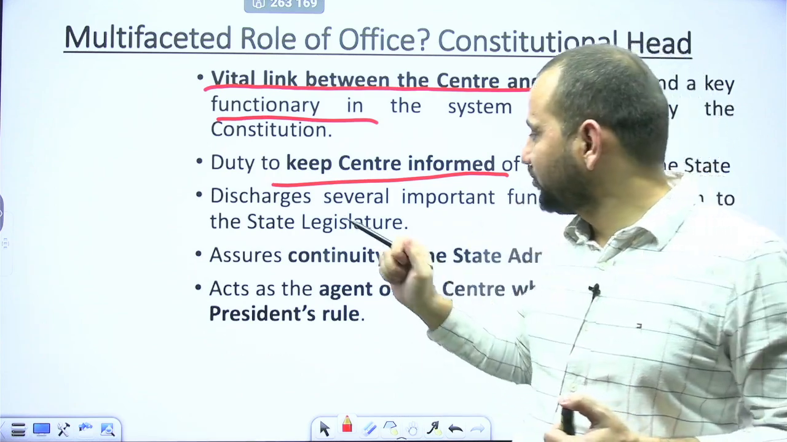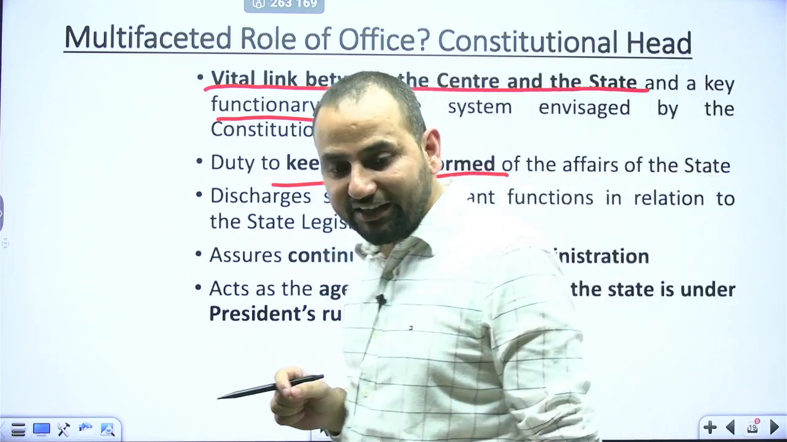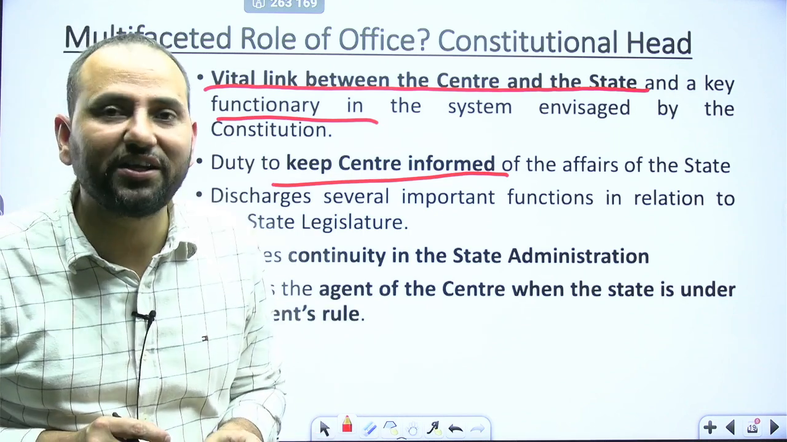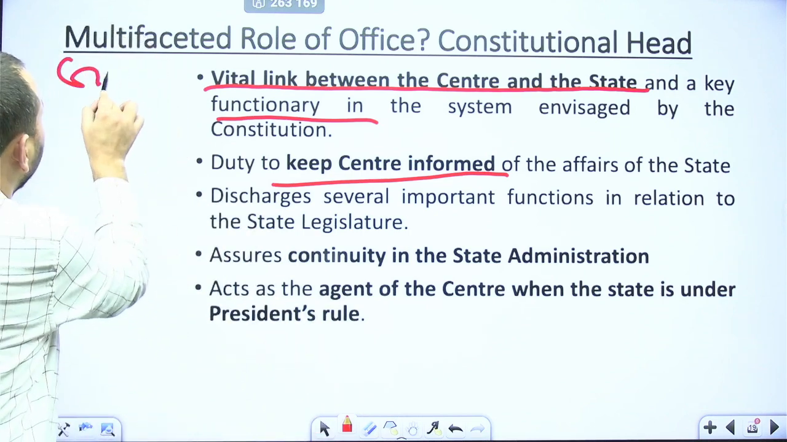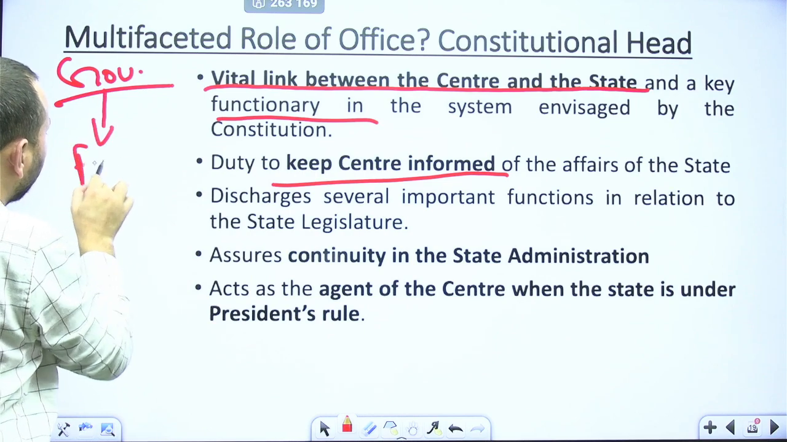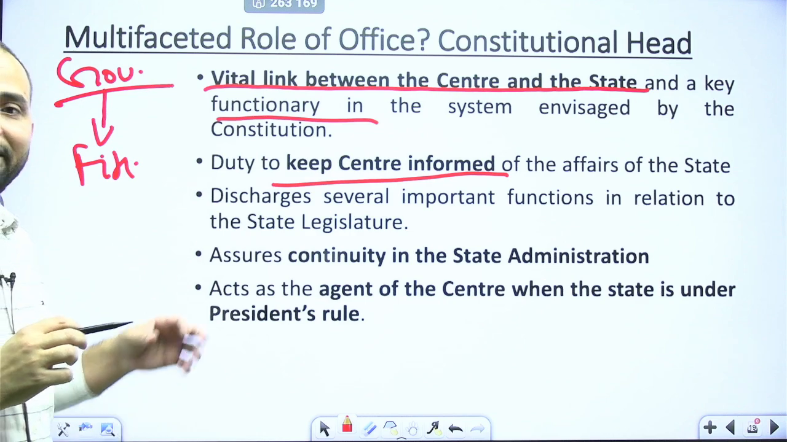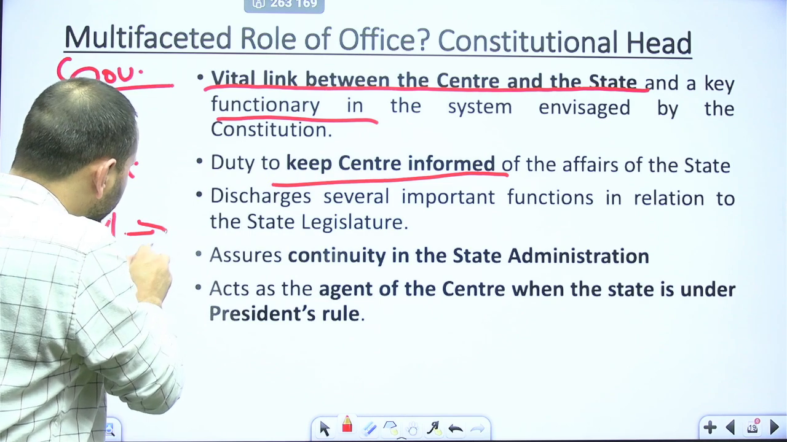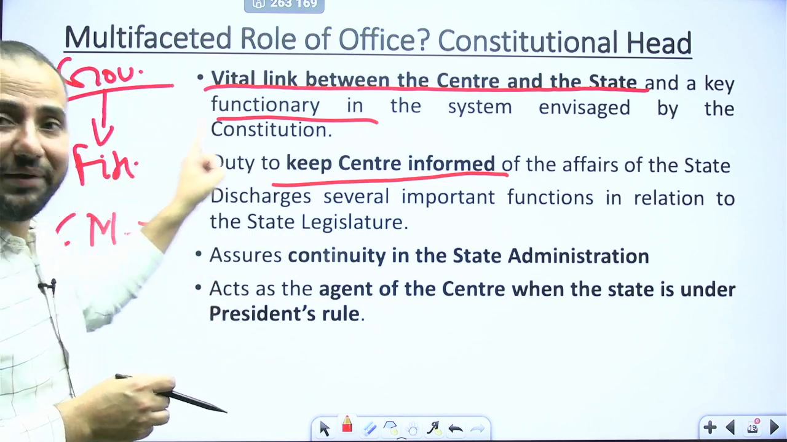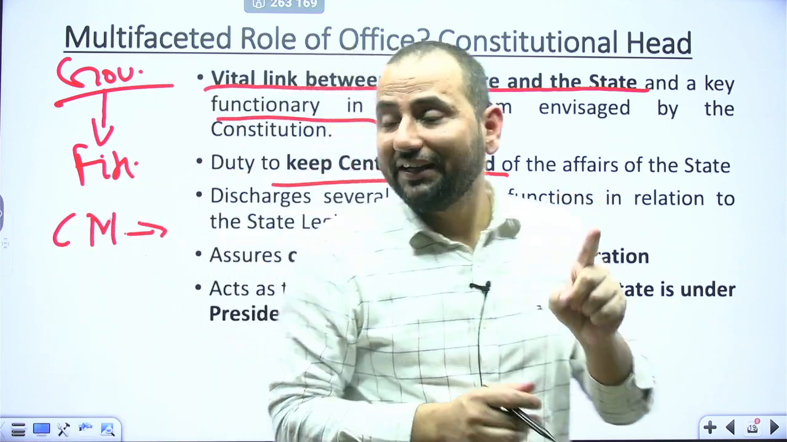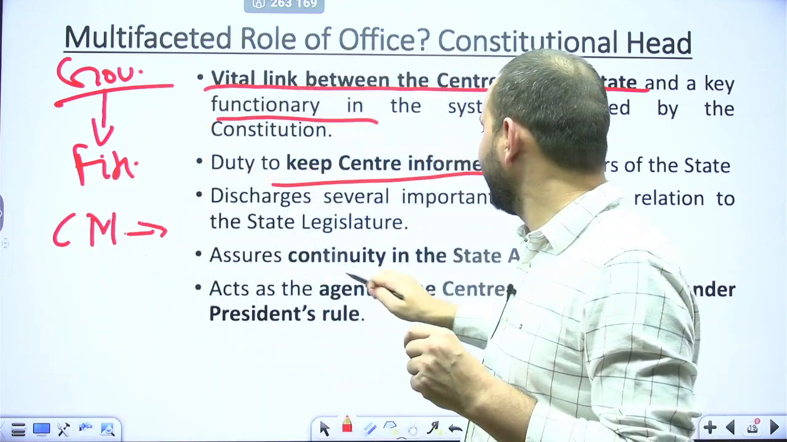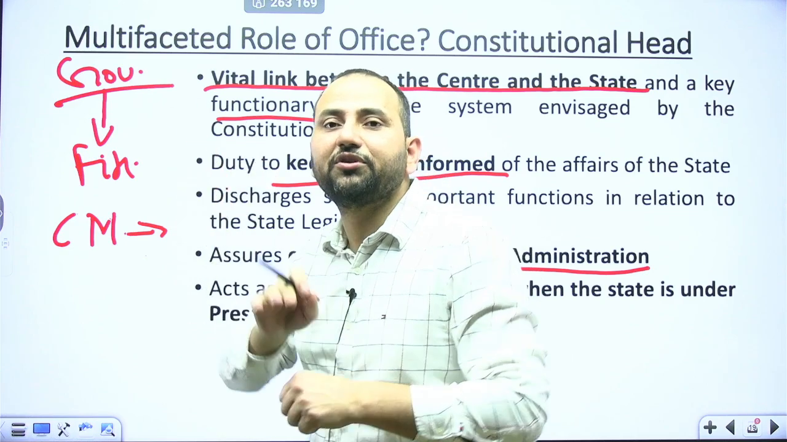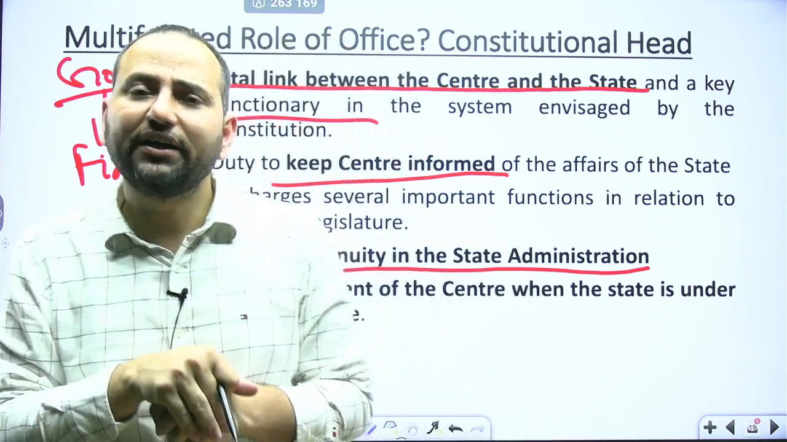Now the point is, if you see these dimensions, we also need to understand that it also assures this continuity in the system of administration in the state. If you see this, the governor is for a fixed period of time. Now, if it is for a fixed period of time, then it will be there in existence. On the other hand, if you see the chief minister, the chief ministers will come and go, but the governor will remain there. So if you talk about this dimension, the governor will always be there, and it assures that we have this continuity in the state administration. That is why we have to understand this dimension very clearly. That is the role of the office of governor.